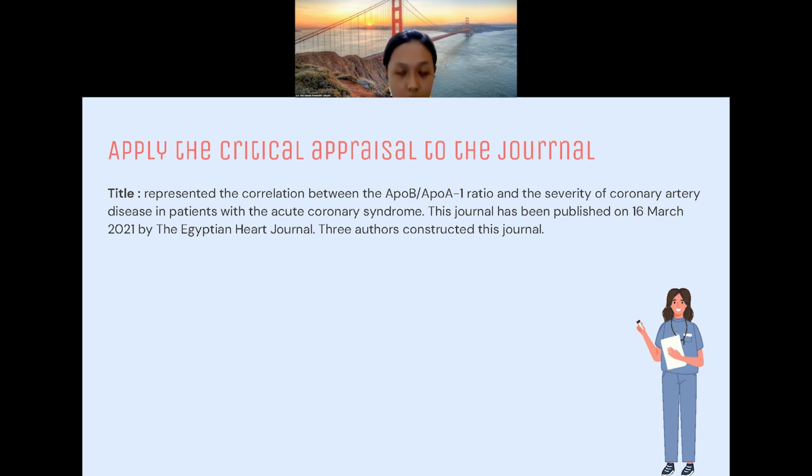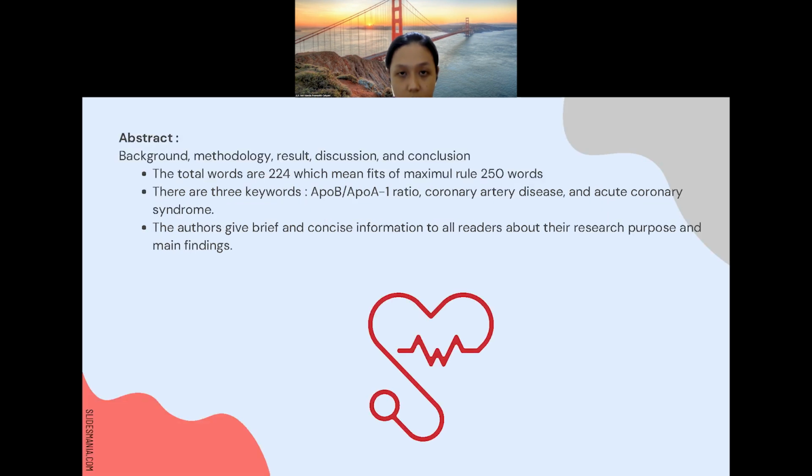Hello, my name is Nana Pramesti with student number 167. Now I want to explain the validity of this journal. The journal title represents the correlation between the ApoB and ApoA1 ratio with the severity of coronary artery disease in patients with acute coronary syndrome.